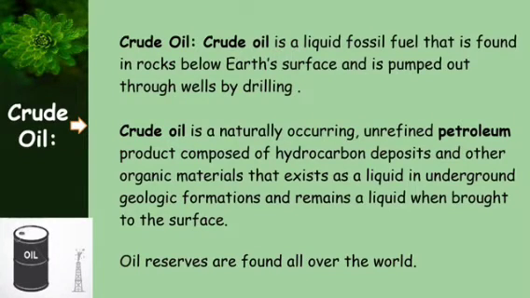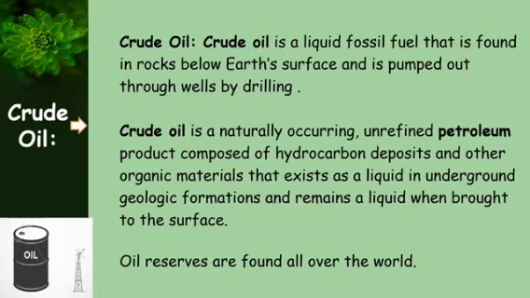Now moving on to non-renewable resources one by one. Crude oil happens to be the first one that we will discuss now. Crude oil is a liquid fossil fuel that is found in rocks below Earth's surface and is pumped out through wells by drilling. Crude oil is a naturally occurring unrefined petroleum product composed of hydrocarbon deposits and other organic materials that exist as a liquid in underground geologic formations and remains a liquid when brought to the surface.